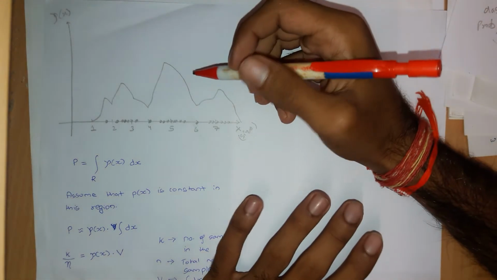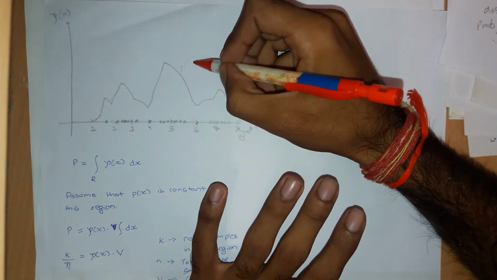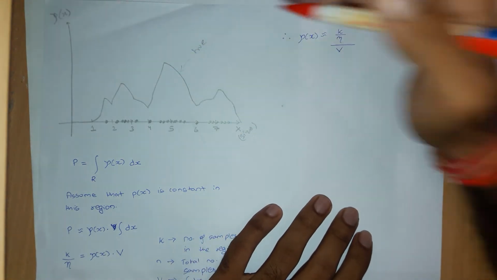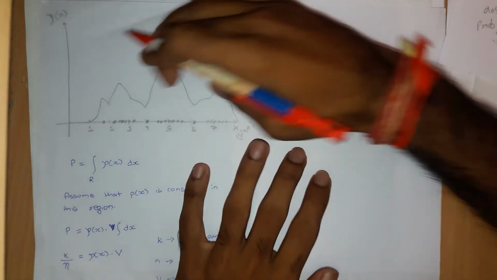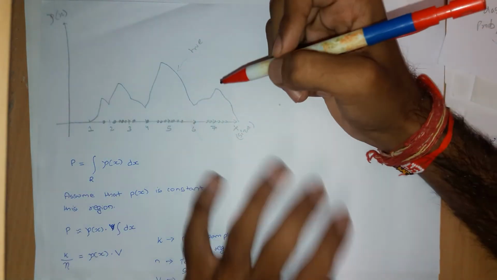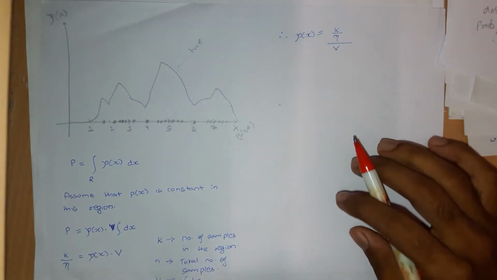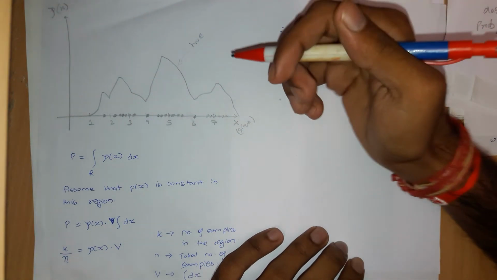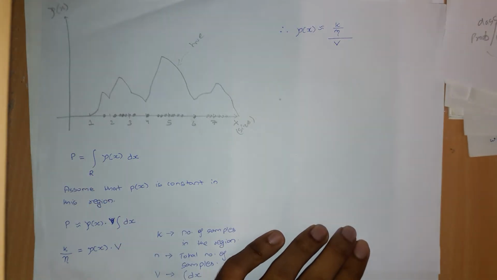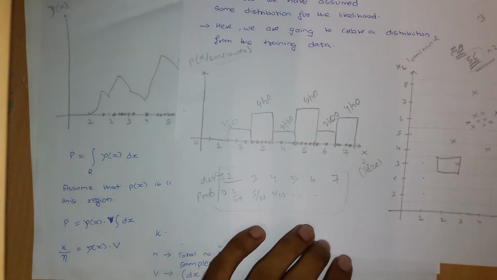Let us assume that this is some distribution, the true distribution. I don't know this distribution, I am just plotting this for some explanation. This true distribution is unknown to us, and what we are going to do is approximate this distribution using some techniques. Here you can see what we did over here, the histogram technique. So let us see how we do this.